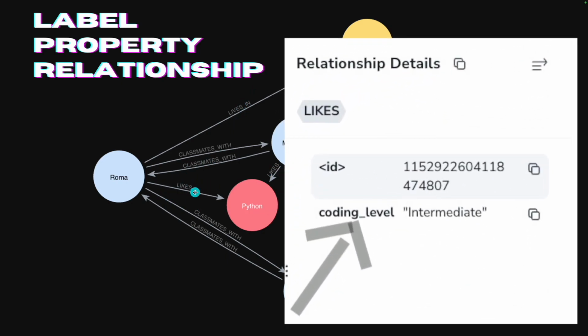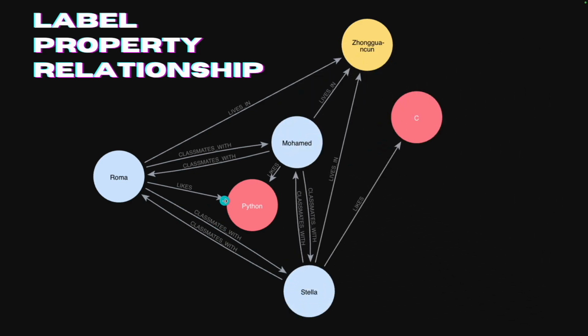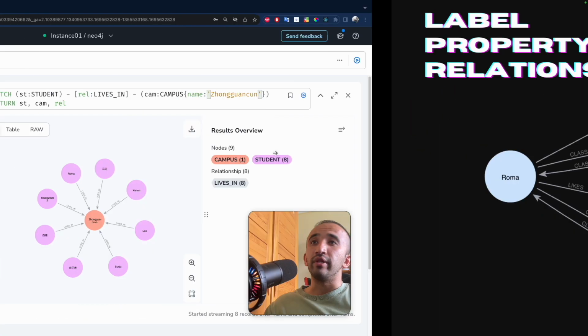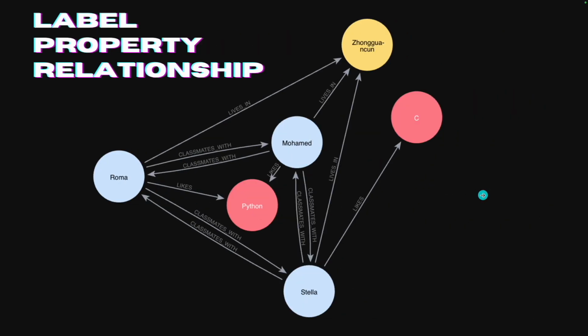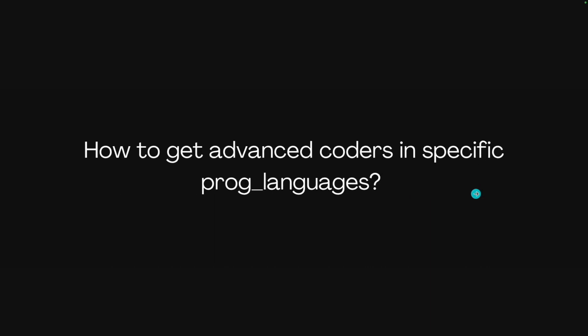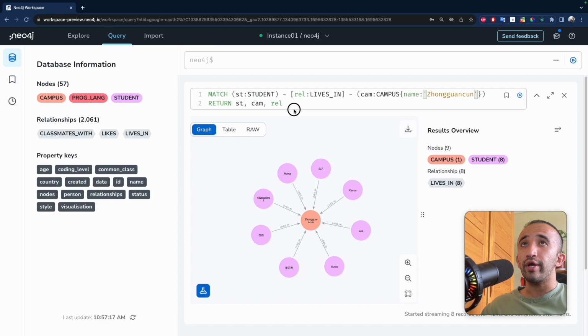So in our database, this likes relationship has a property, and also classmates with has a property, like they have a property of common class. We're gonna take a look at it later on. Now let's first get the advanced coders in specific programming languages, okay? So how do I do that?